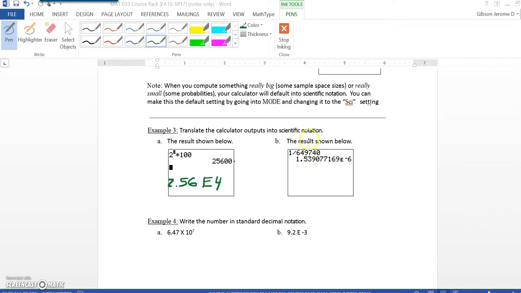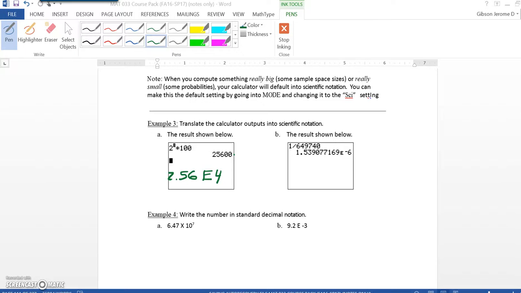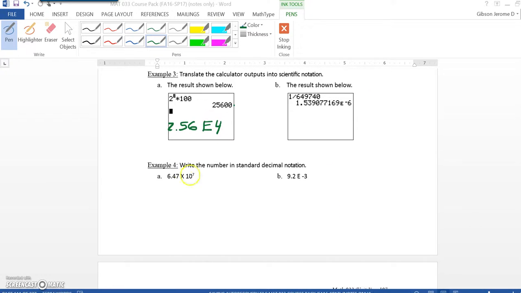Now it says B. It says the results shown below. And remember, we're to translate the calculator outputs into scientific notation. And actually, this is already in scientific notation, so we don't have to do anything with this. Okay, now it says write the number in standard decimal notation. So we have example 4. So we want to write this in standard decimal notation.